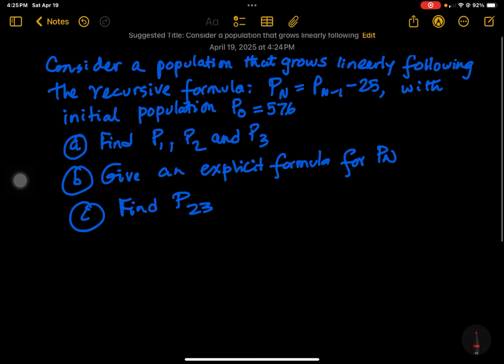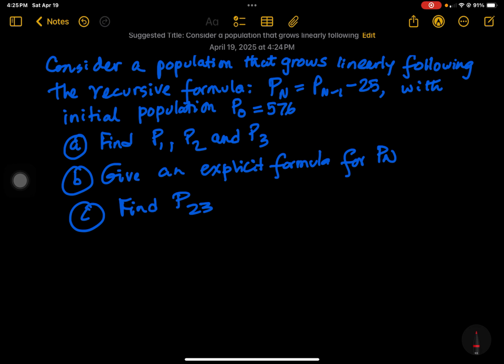Consider a population that grows linearly following the recursive formula Pn equal to Pn minus 1 minus 25. That is, the population in the nth year depends on the population in year n minus 1, minus 25, with initial population P0 equal to 576. Part A, find P1, P2, and P3.